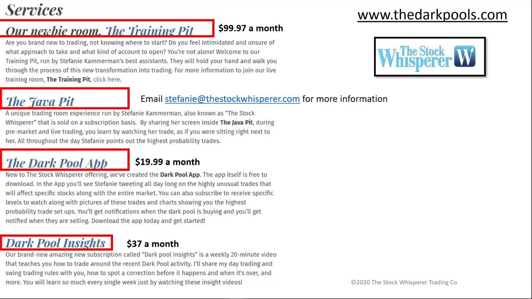So yes, you would need both the Dark Pool app and the Insights if you wanted to day trade and swing trade. Correct. So the Dark Pool app is the daily whispers. If you want to trade those, yeah, and get push notifications throughout the day of new activity coming in. That's the Dark Pool app.